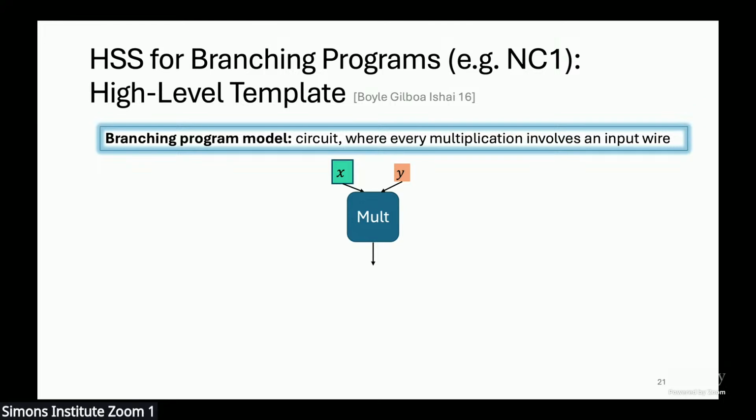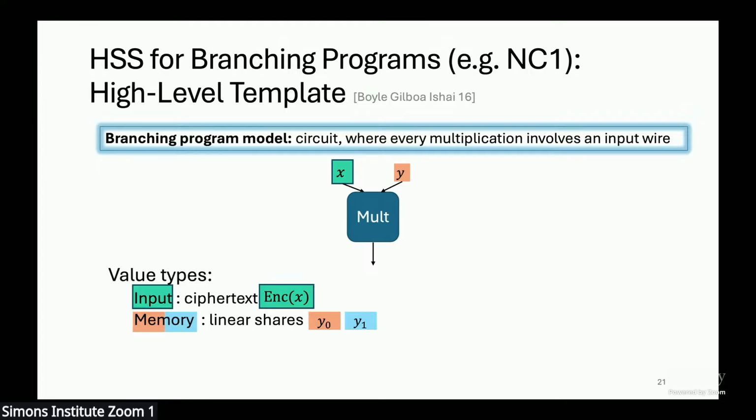It's an arithmetic circuit with addition and multiplication gates, where each multiplication gate is restricted to be always between at least one input wire and then maybe some other intermediate value of the computation. So here, the green boxes on the slide always represent the input wires, and the orange box is some intermediate wire y. And this is powerful enough to capture any log depth computation and even log space computations.